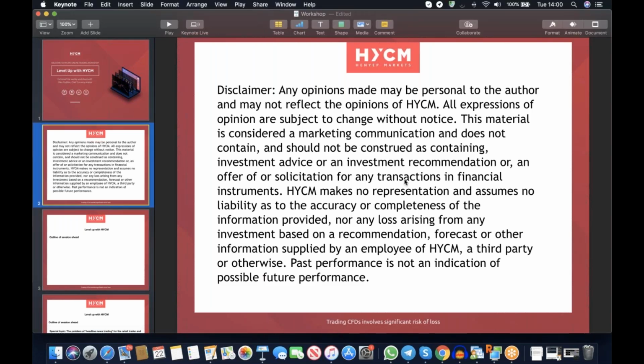Just to make it clear that the whole idea of this workshop is not that I provide signals or show people what trades to take. The whole idea of these workshops is that by looking over my shoulder, you can see the thinking process that I use to choose the pairs which I'll be trading on a day-to-day basis, and then that can inform you how to make your own trading decisions for yourself, what kind of issues to look at.